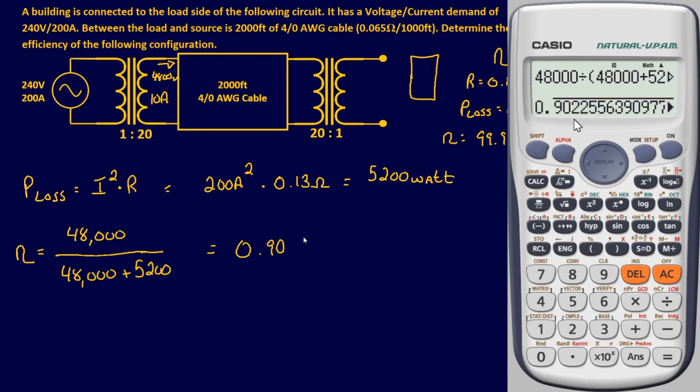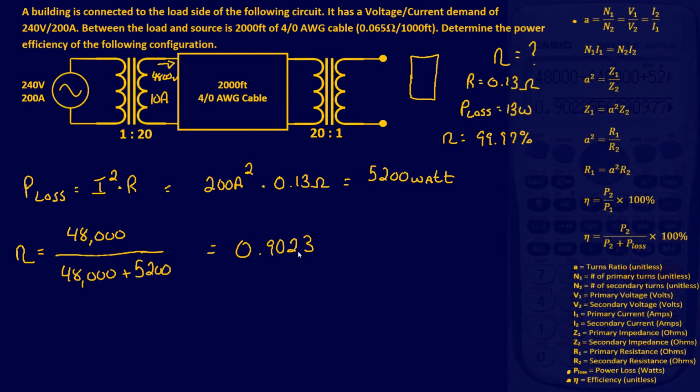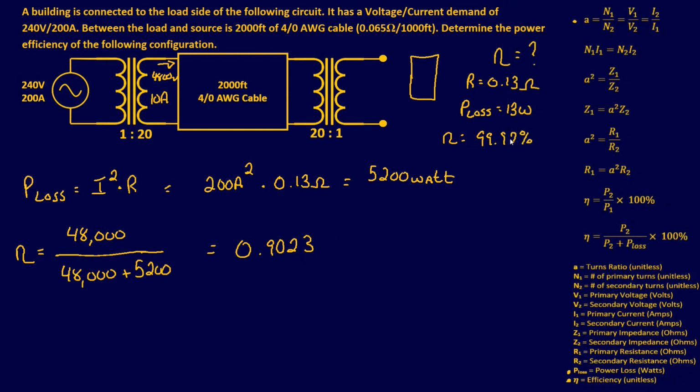0.90, and we'll say 23. We'll stop there. So that's a pretty bad efficiency. You went from 99.97% to 90.2%. That is not a good efficiency. So that is the reason they have a step-up and a step-down transformer for this particular circuit. I just want to finish this out, that way you can see how I got that percentage.